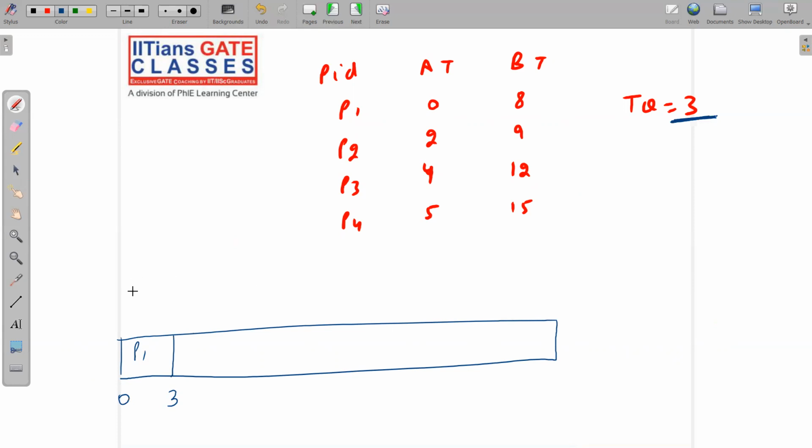Side by side, I will make a queue so that you get more clarity. At time 0, there was only one process in the queue, that was P1. Queue means, I think you already know, FIFO, first in, first out. So whatever process arrives first will come out of the queue first. It's just like, you already know, a ticket counter. There is a person who is giving tickets to everybody, at the ticket counter.